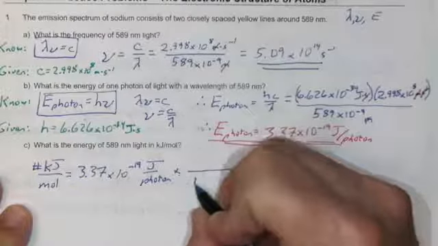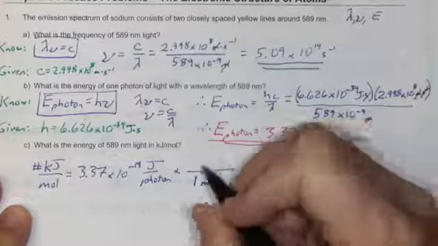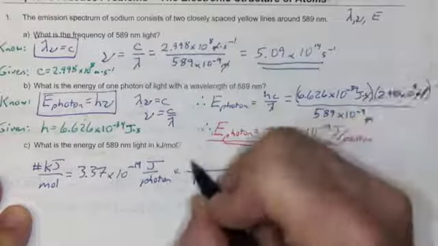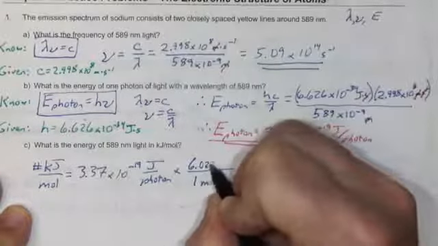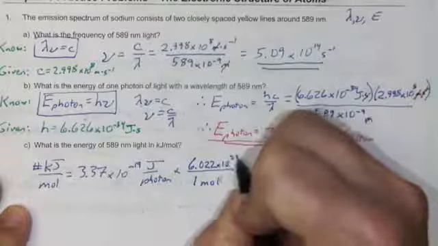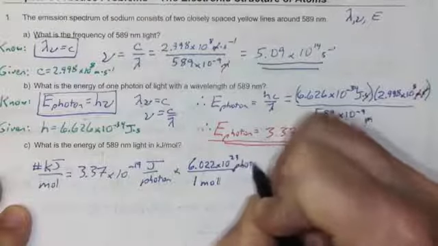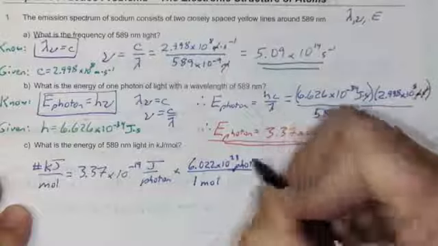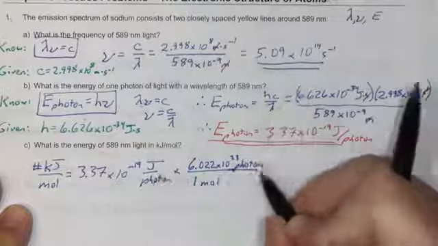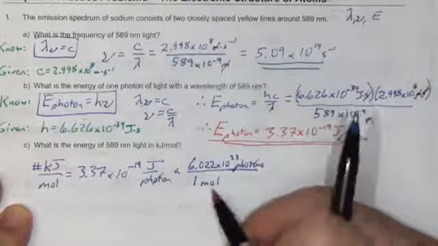How do I go from photons to moles? We go from photons to moles using Avogadro's number. There are 6.022 times 10 to the 23rd photons in 1 mole of photons. There's 6.022 times 10 to the 23rd photons per mole of photons. So now it's in joules per mole.